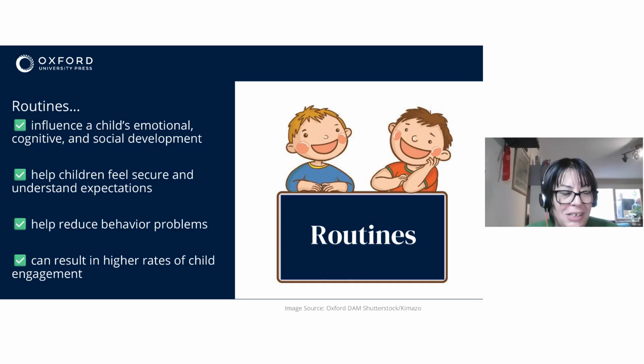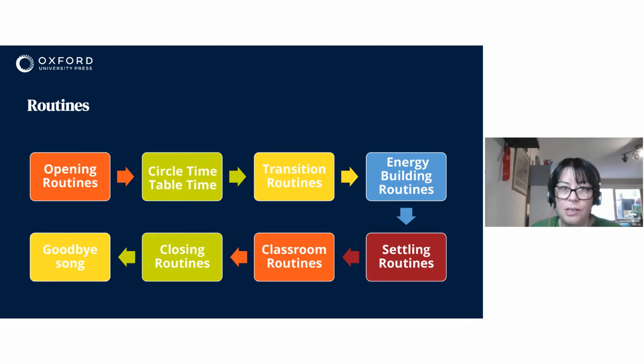There's a quote that I love, which says that, if a child doesn't know how to read, we teach them how to read. If they don't know how to swim, we teach them how to swim. And if they don't know how to behave, we should teach them how to behave. Not punish that behavior, but teach those expectations. So reducing those behavior problems, but also thinking of them not as problems, but as learning opportunities. And all of this results in higher rates of young learner engagement.